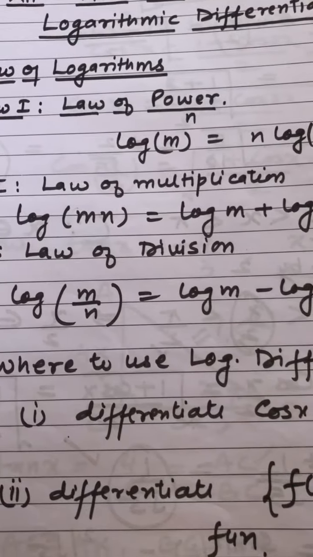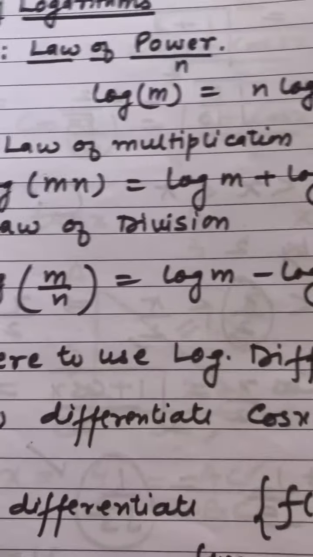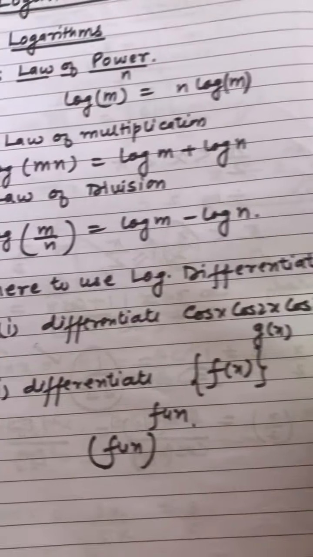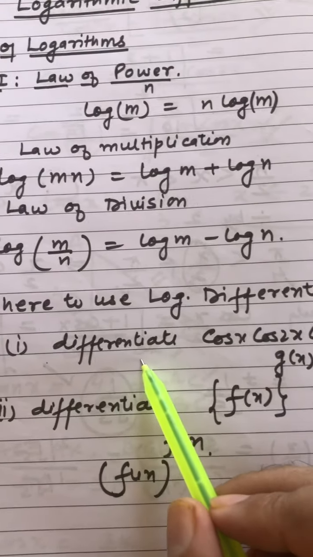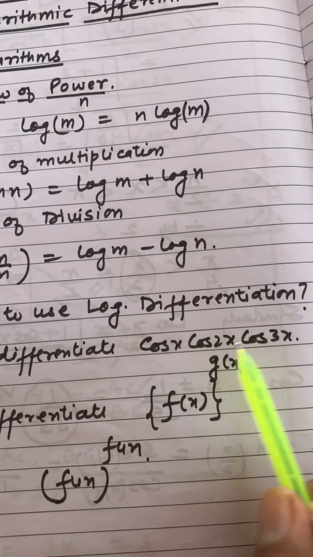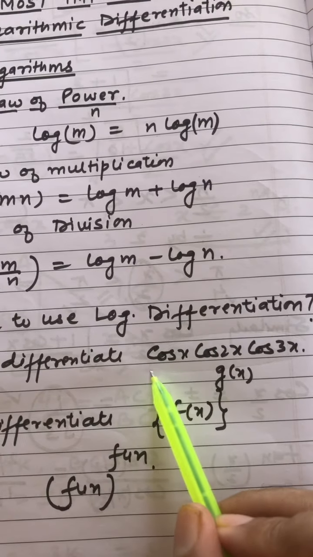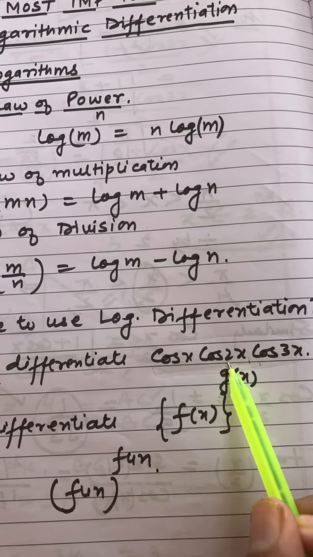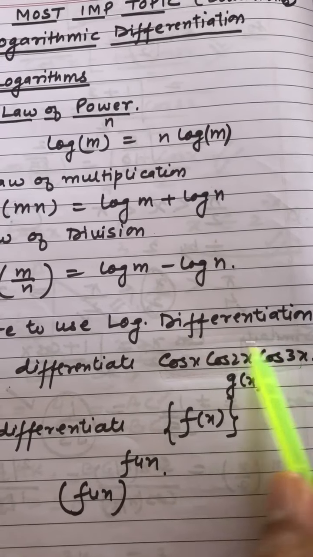Now comes where we'll use this logarithmic differentiation, because in the exam it is not mentioned to use logarithmic differentiation. So now the second question comes: where to use logarithmic differentiation? There are two kinds of functions in which we'll apply it. Suppose you have to differentiate cos x, cos 2x, cos 3x. That means we have a product of three functions. For two functions we can apply the product rule. But if we have more than two functions, that means cos x, cos 2x and cos 3x, three terms in multiplication, here we will use logarithmic differentiation.